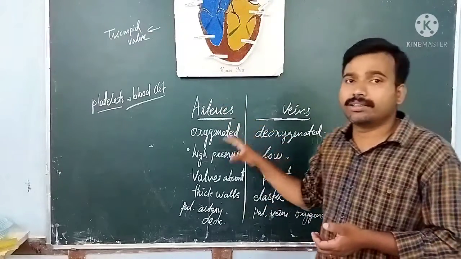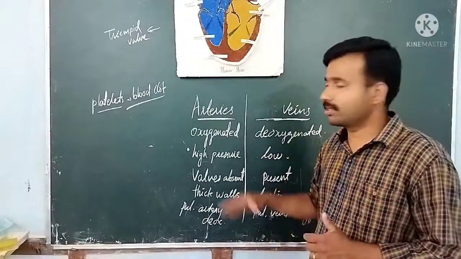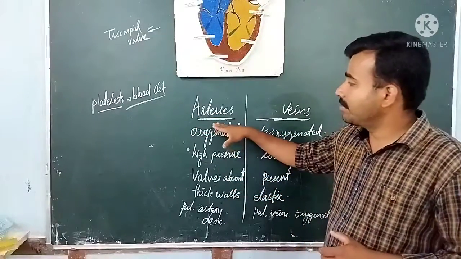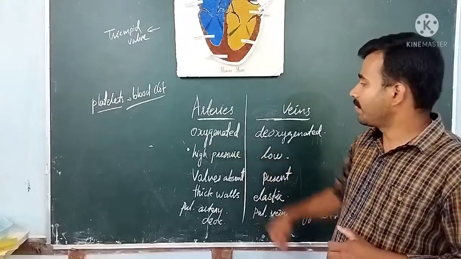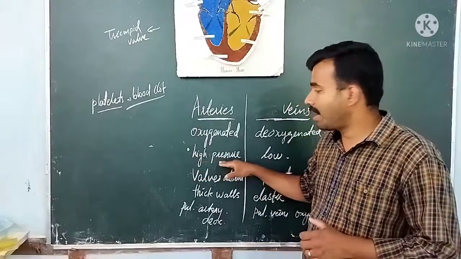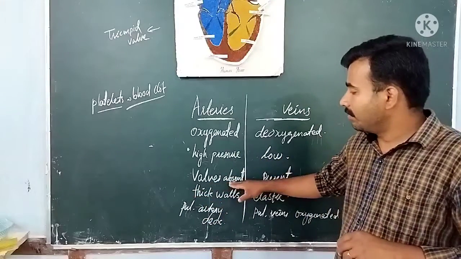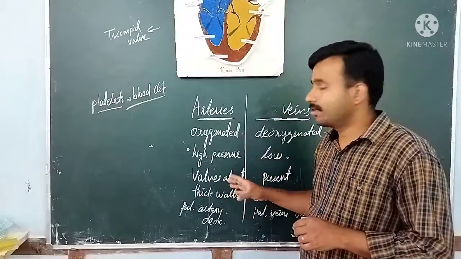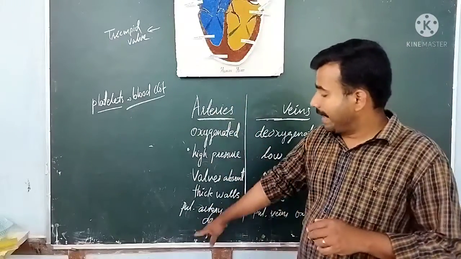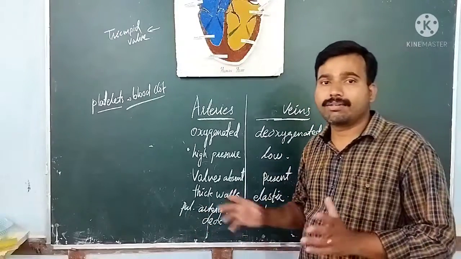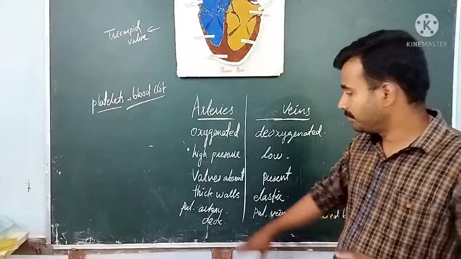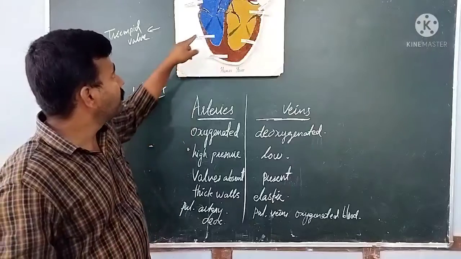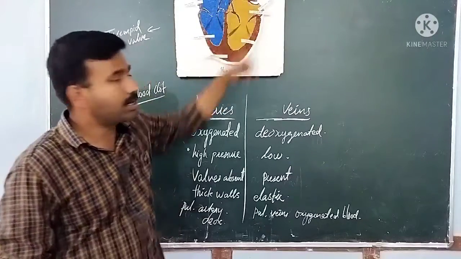So here mainly you can see the types of blood vessels. There are two types of blood vessels we discussed. The first one is called arteries. Arteries mainly carry oxygenated blood. Second, the blood will be under high pressure. Third, valves are absent in arteries. Fourth, the walls of the arteries are thick. Fifth, except the pulmonary artery, all the arteries carry oxygenated blood. The pulmonary artery carries only deoxygenated blood. You can see this blue part marked here.